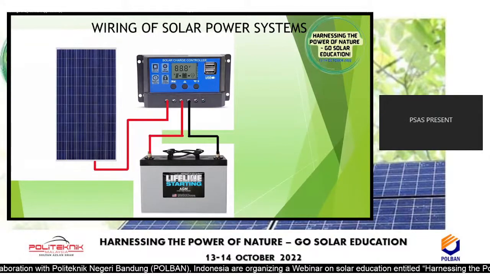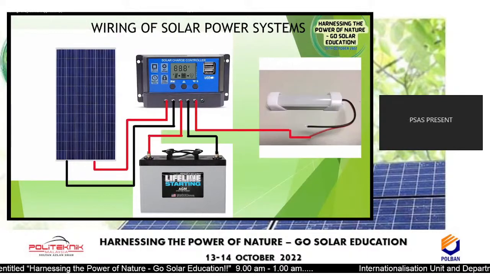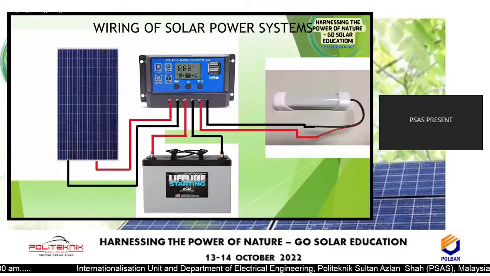Next, we connect the solar panel to the solar charge controller. The positive terminal of the solar panel, we connect to the positive solar panel terminal at the solar charge controller. And the negative terminal of the solar panel, we connect to the negative solar panel terminal. After that, we connect the DC load to the solar charge controller. The positive terminal of the LED lamp, we connect to the positive load terminal, and the negative terminal of the LED lamp, we connect to the negative load terminal.